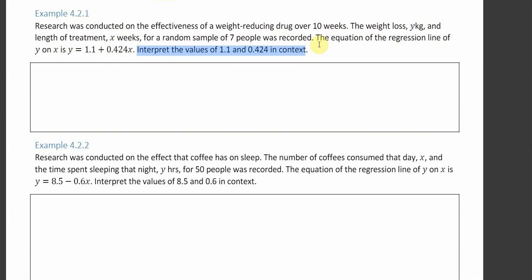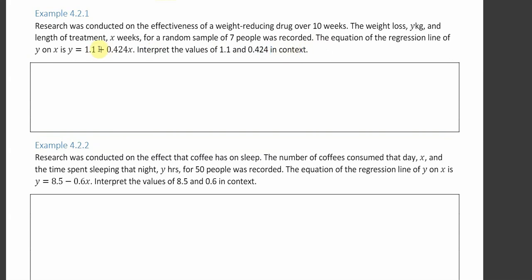This is a very important example. It's a question that a lot of students get wrong or lose marks on. So really focus very hard on what we're about to do. We're interpreting the two numbers in this equation, and our answer must be in context.